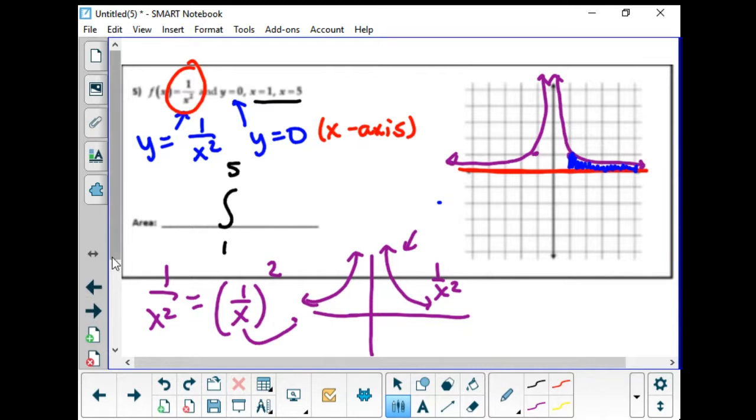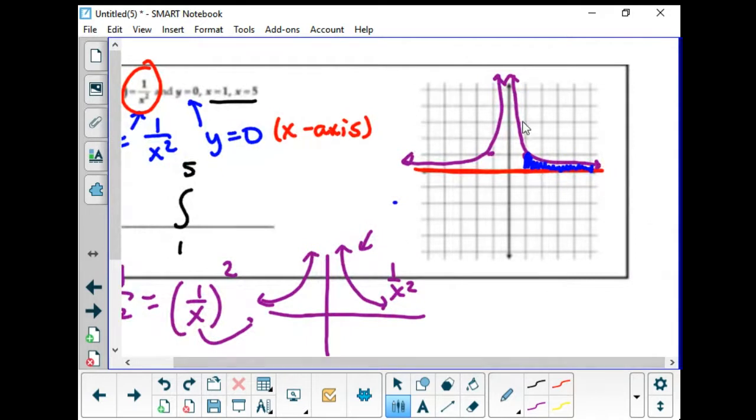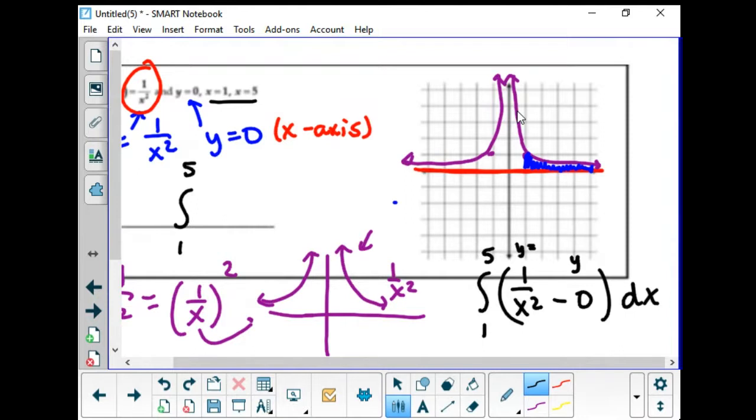I also like this problem as a calculus teacher, because in this problem we need to integrate 1 over x squared. We're going to integrate from 1 to 5, 1 over x squared minus 0, because our top function is y equals 1 over x squared, and our bottom function is y equals 0.